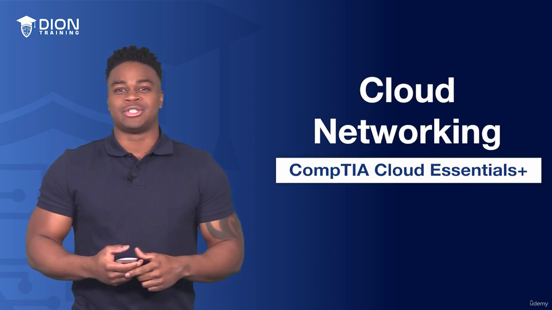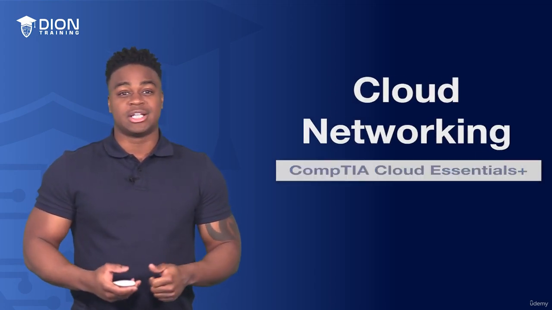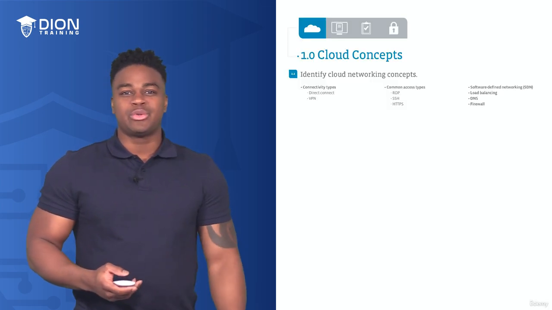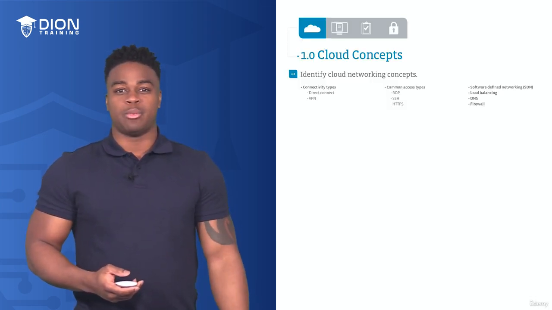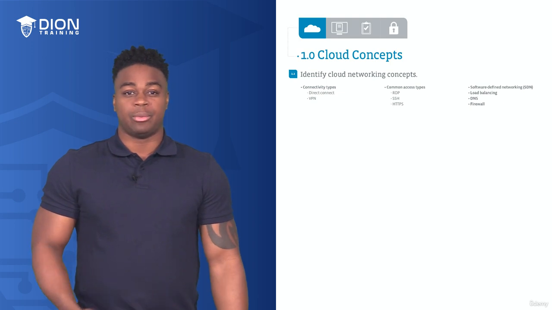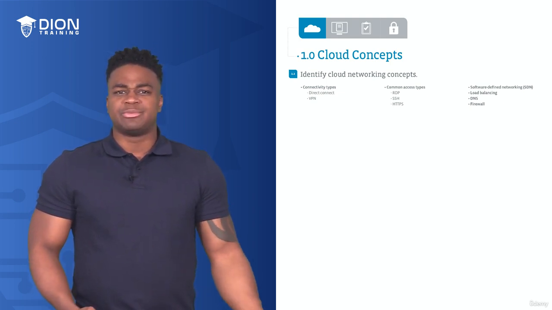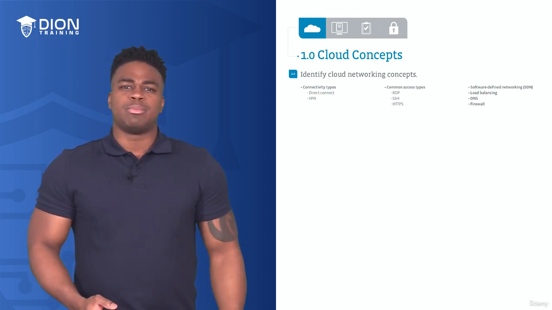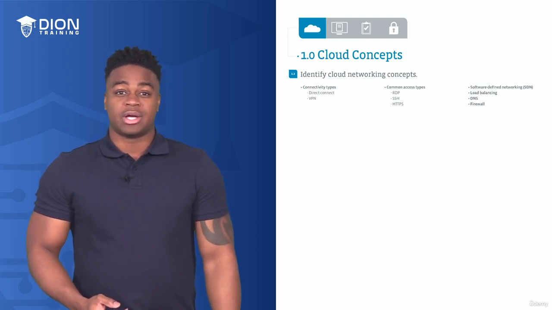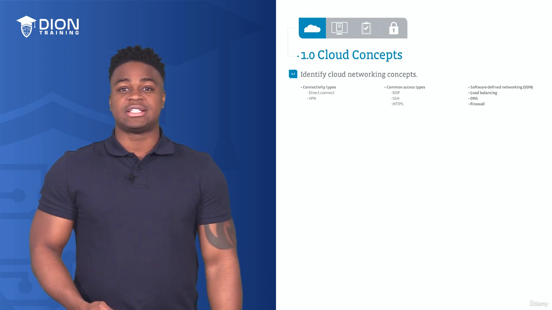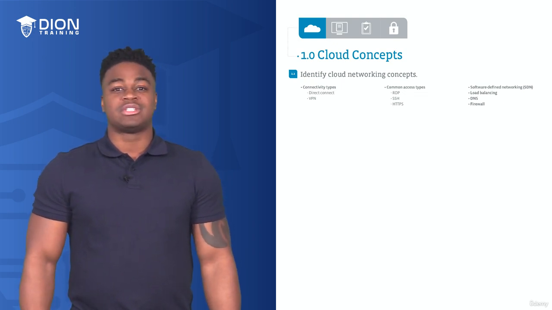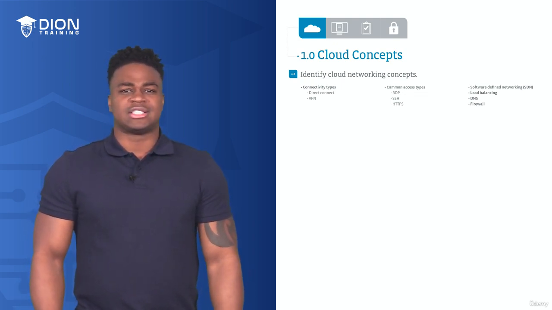In this section of the course, we're going to cover the basic principles and concepts surrounding cloud networking and cloud-based architectures. As we go through this section, we'll be primarily focused on Domain 1, which is Cloud Concepts, and Objective 1.2. This objective, Objective 1.2, states that you must be able to identify cloud networking concepts, and specifically software-defined networking, firewalls, DNS, load balancing, virtual private networks, direct connect, and some remote access types, including SSH, RDP, VNC, and HTTPS.